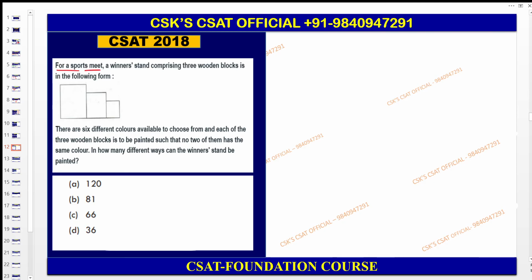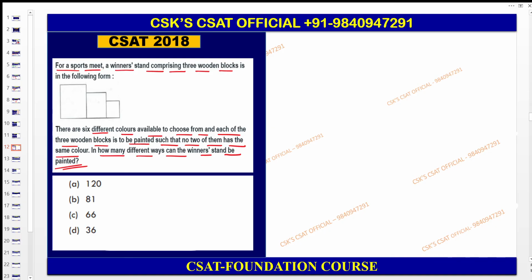For a sports meet, a winner stand comprising 3 wooden boxes in the following form. There are 6 different colors available to choose from, and each of the 3 wooden blocks is to be painted such that no 2 of them has the same color. In how many different ways can a winner stand be painted? This kind of model they are using repeatedly here.